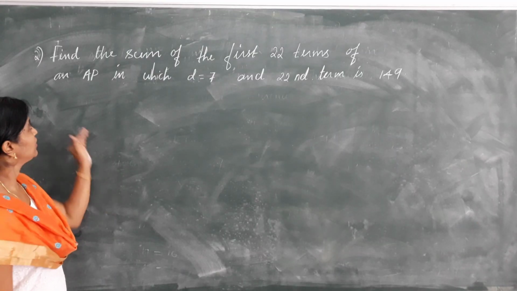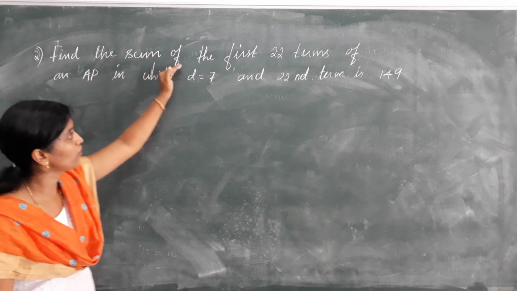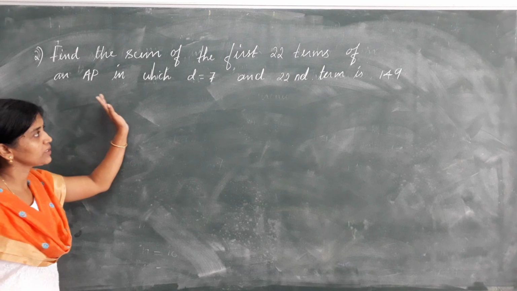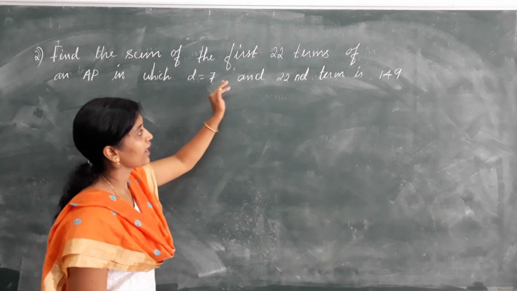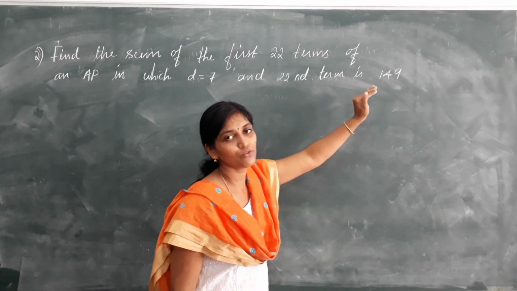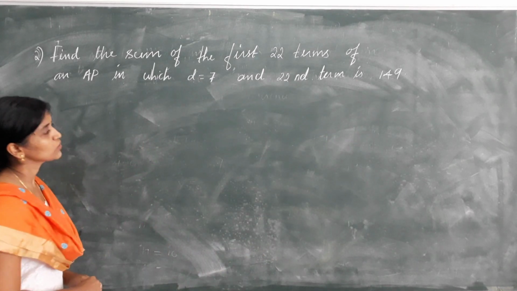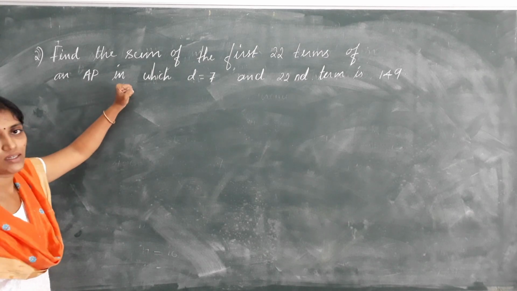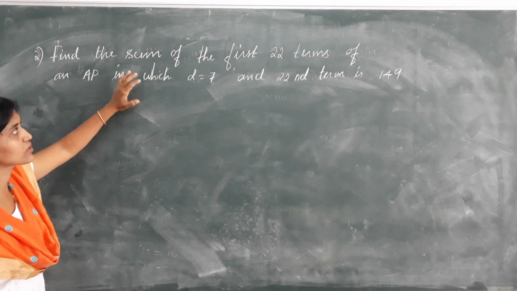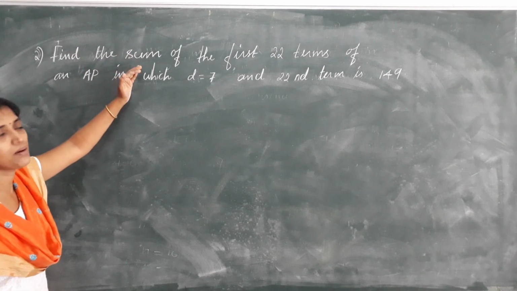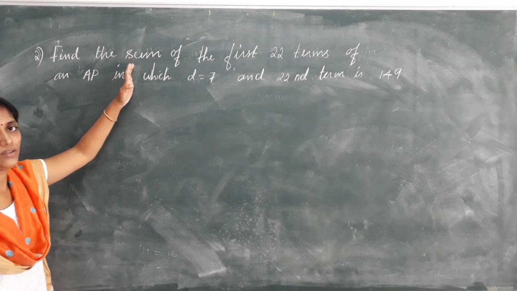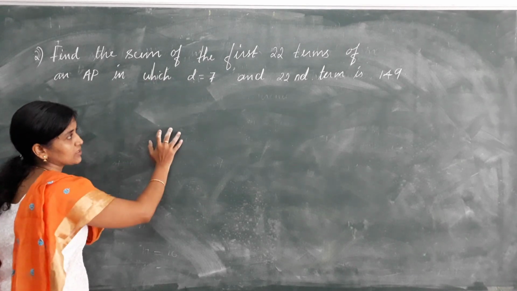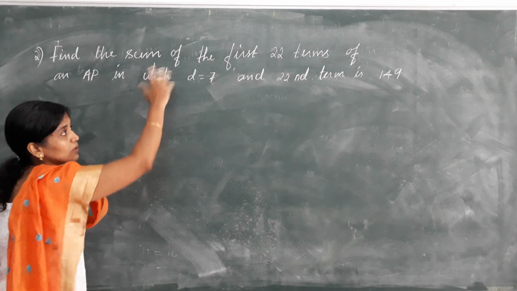Next question. Find the sum of the first 22 terms of an AP in which d is equal to 7 and the 22nd term is 149. Here you have to understand what is given in the question, and using that, understand which formula we can use to find the sum. For that, when you get the question, write what is given in the question. So we will get an idea to solve this question.